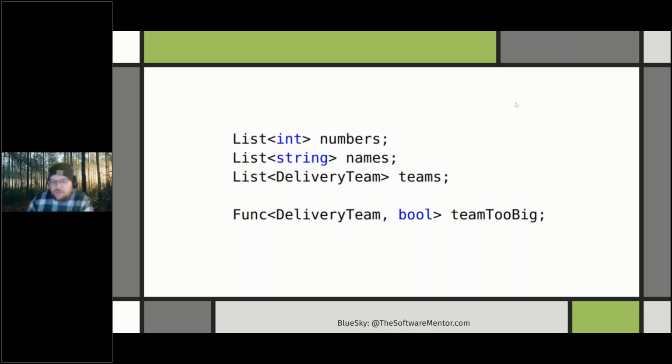If you've ever worked with a type that had those angle brackets, that's a generic. The most common one you've run into is lists. List is a generic type because you can have a list of integers, a list of strings, a list of delivery team. And the func type that we just saw is also generic, because it's in angle brackets: delivery team and bool in this case.